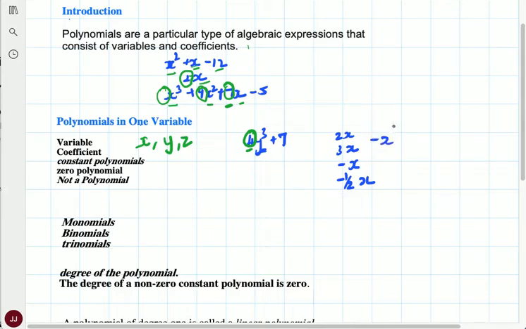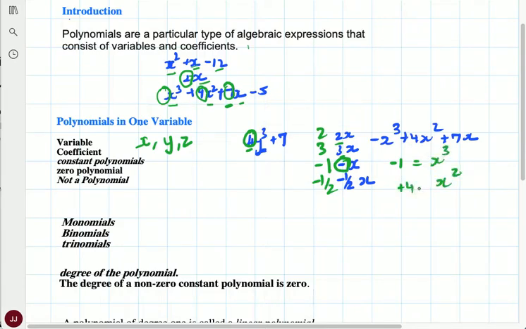x minus x cube plus 4x square plus 7x. So the coefficients are 2, 3, minus 1 in this case, 3 in this case, 2 in this case, minus half in this case. And here the coefficient of x cube is minus 1. This is the coefficient for x cube, for x square it is plus 4, and for x it is 7. So this is the coefficient of each variable.